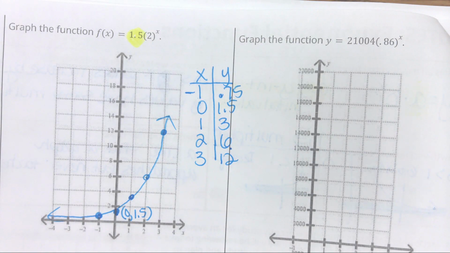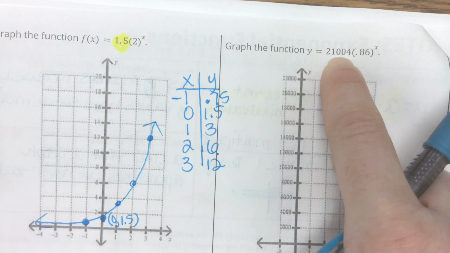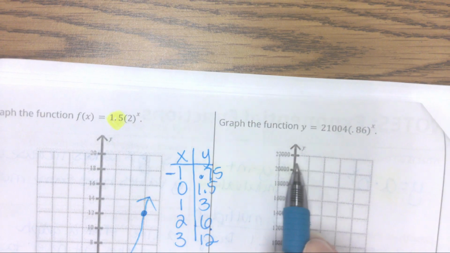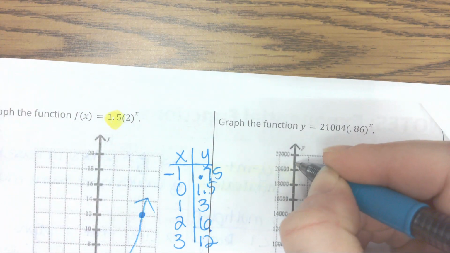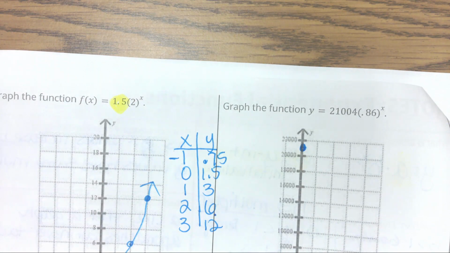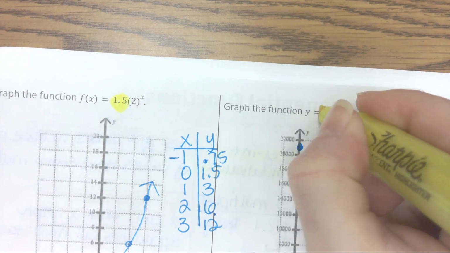Okay, this one you definitely want your calculator out for. First of all, it's really big, the y-intercept. That's okay, put it on the axis anyways. Approximately 21,004. It's going to be pretty close to halfway between 20,000 and 22,000, right? Kate, would you get your calculators out, please?